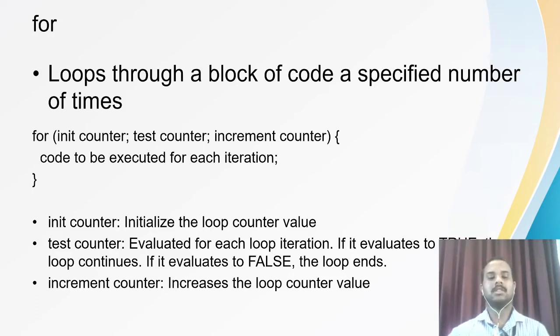Initial counter initializes the loop counter value. Test counter is evaluated on each iteration. If it evaluates true, then it will go inside the code, but if it is false, then it will come out and the loop will end there. Depending on the program, you will have the increment or the decrement counter, which is used to increase the value of the loop counter.